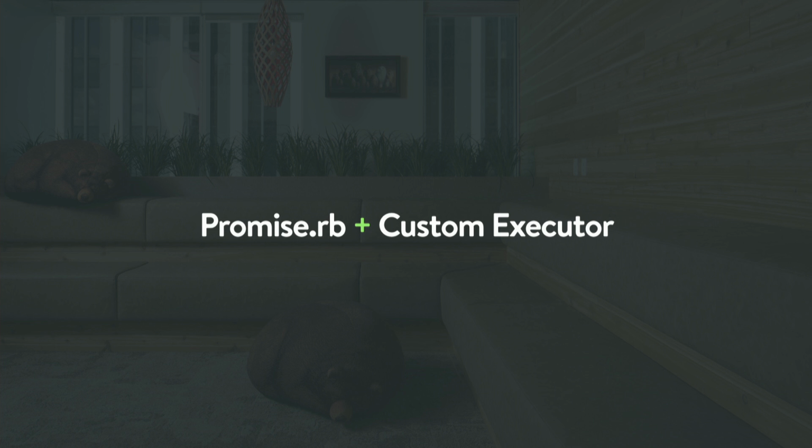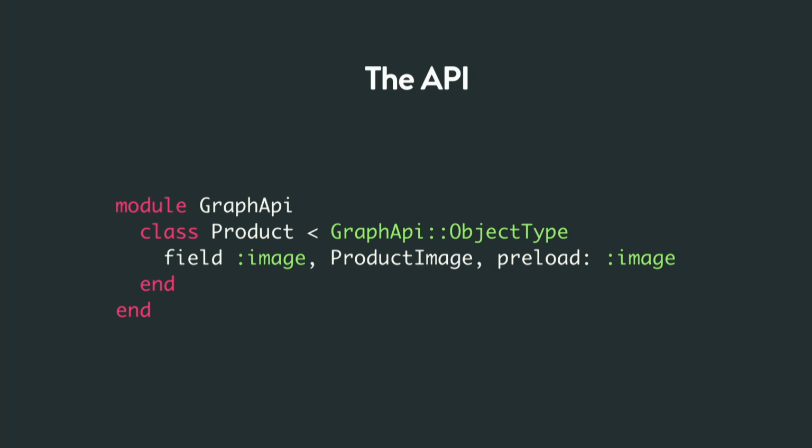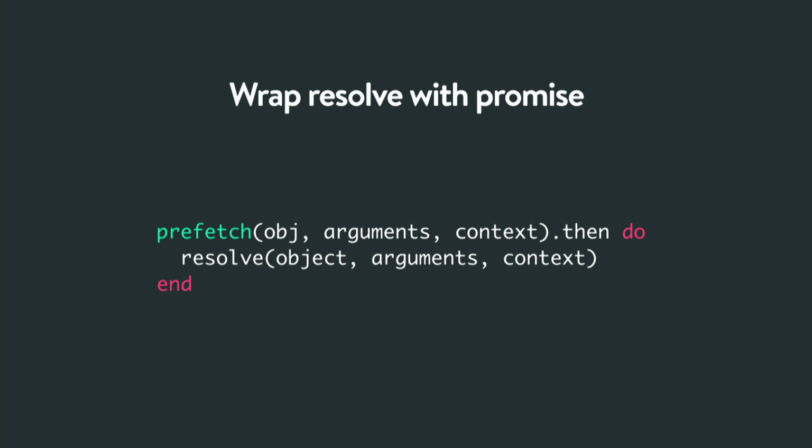So what ended up happening is we used promise.rb to return these promises, which is a Promises/A+ implementation in Ruby. And we use a custom executor. So basically, when we get the result from the Ruby gem, we actually look for promises and resolve those. So we actually know that every possible promise was enqueued. And we have a nice API for that too. So all that logic is actually hidden behind a keyword arg. You can just say, for that field product, please preload images.